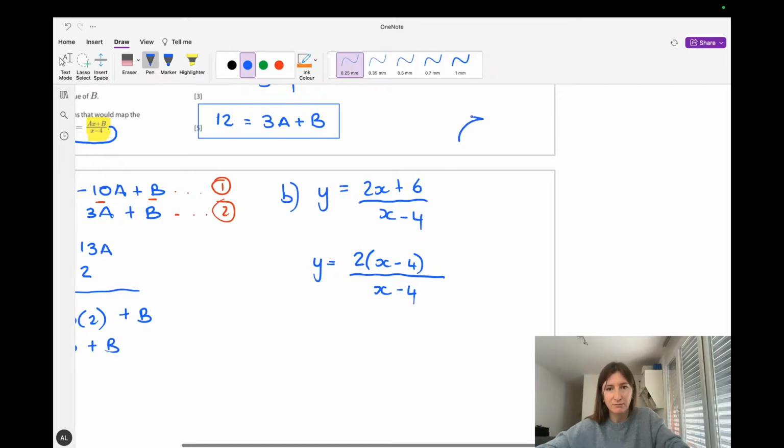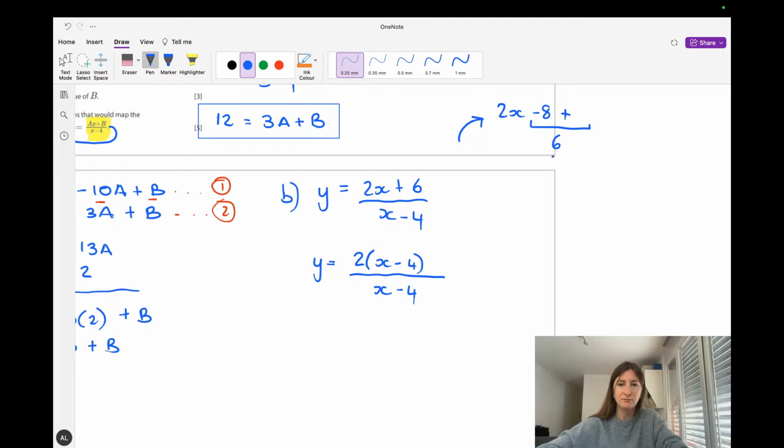So I'll write that up here. 2x minus 8 when I multiply that out. And I need to have 2x plus 6. So what do I need to add or subtract on here to make this equal to 6? Because that's what we have, plus 6. I need to do minus 8 plus 14. If I have minus 8 plus 14, that's going to give me 6. So plus 14. So we can check 2x minus 8 plus 14 is going to give me 2x plus 6. And now I can separate it.